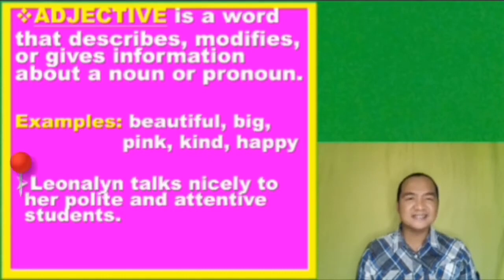In this sentence, we have 2 adjectives. Can you see them? Yes, we have the adjectives polite and attentive. The adjectives polite and attentive describe the noun students. What kind of students are they? They are polite and attentive.